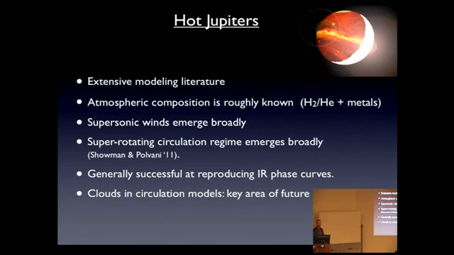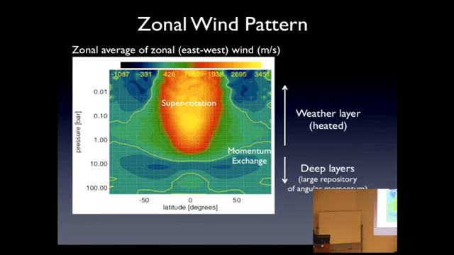Then there is, of course, the big elephant in the room: clouds in the circulation models. Very little has been done still to this day. It's a difficult problem, but it's clearly a key area of improvement. There are some results. I won't discuss them in my slides too much for hot Jupiters. There's a very nice result for GJ 1214b that came recently, so I'll show you one result of an actual GCM with clouds for exoplanets.